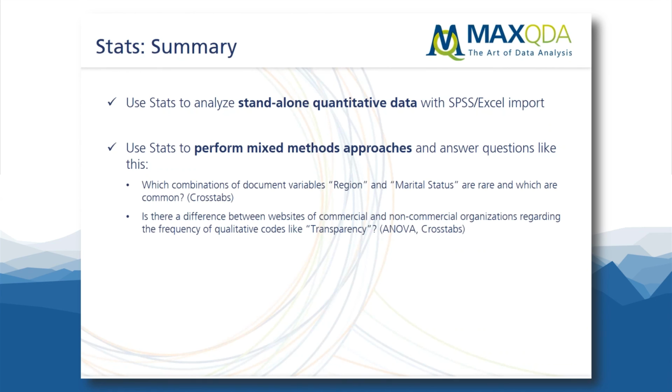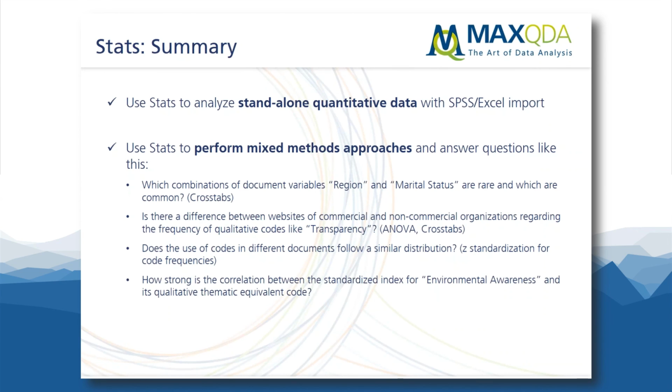If you have questions like, is there a difference between websites of commercial and non-commercial organizations regarding the frequency of qualitative codes like transparency, you can use the ANOVA or the crosstabs function of MAXQDA Stats. Another typical question might be, does the use of codes in different documents follow a similar distribution? I've shown you the set standardization for code frequencies for this question.